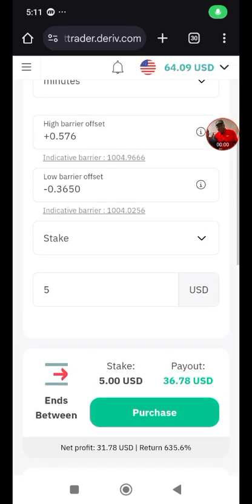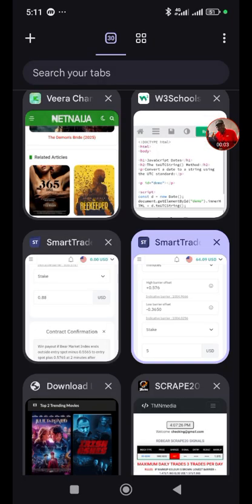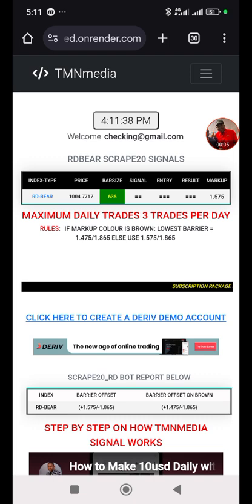Okay, I actually want to take a trade. The signal is not yet up. Once the signal is up, I'm going to be taking ends outside. The reason is because the market did not move today that much.